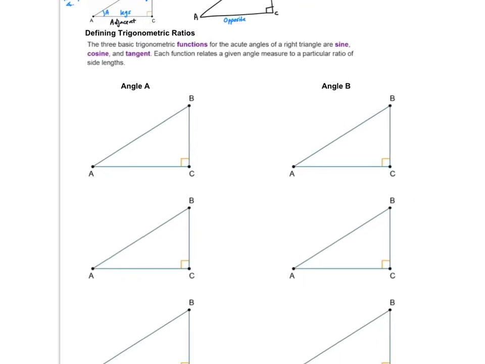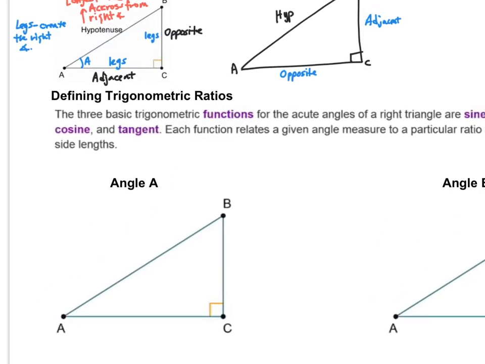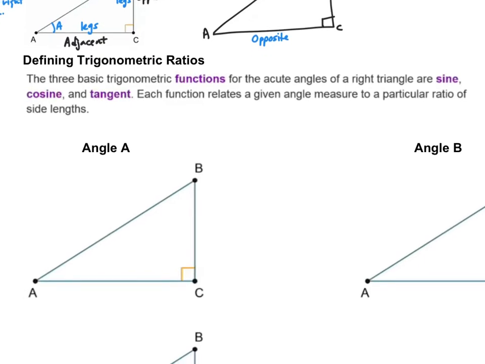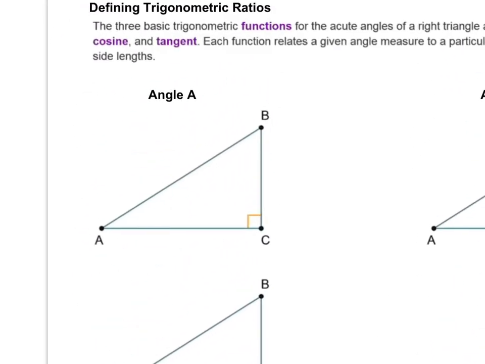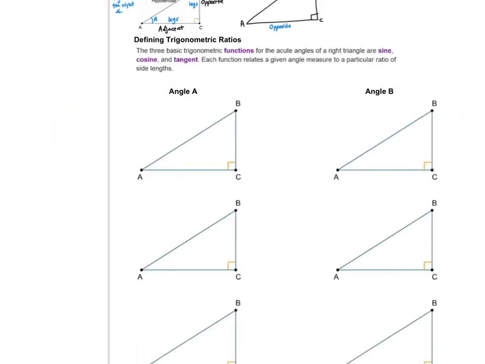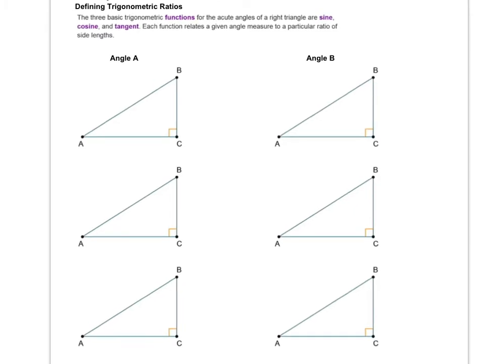Now I want to talk about my trigonometric ratios. We have three basic trigonometric functions for the acute angles of a right triangle, and they are called sine, cosine, and tangent. Each function relates a given angle measure to a particular ratio of side lengths. I'm going to go through each of these ratios, sine, cosine, and tangent, and we're going to look at the same triangle. All I did was copy the same triangle, and we're going to write the different ratios for each one. We're going to do this for angle A.